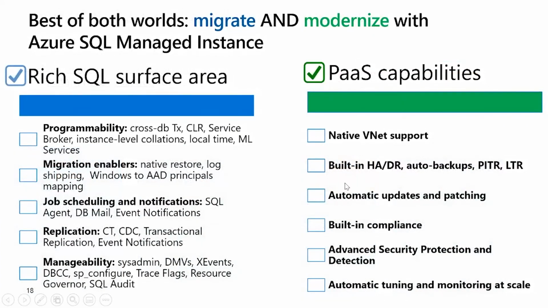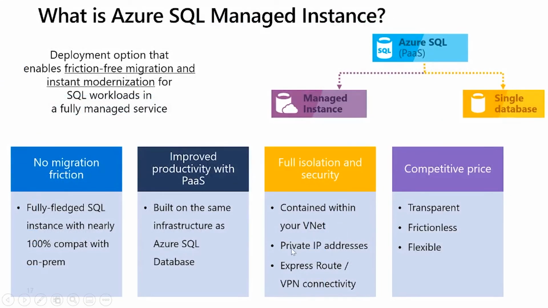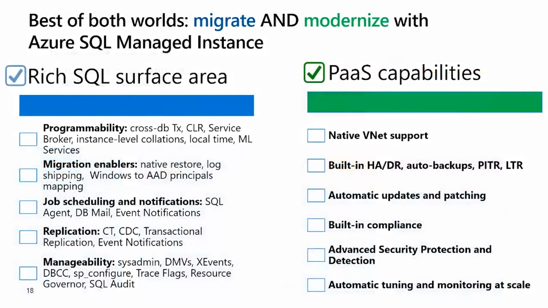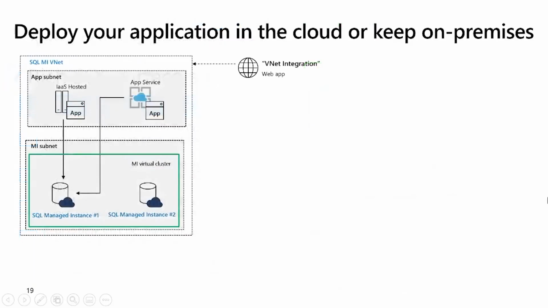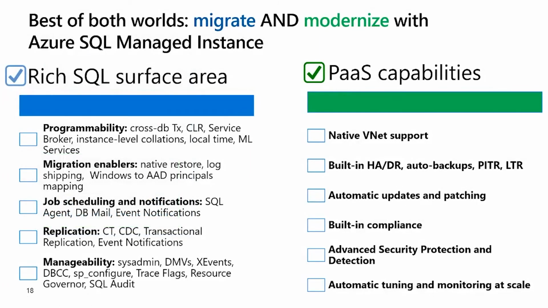Certainly security and isolation are important. Privacy, as well as secure ExpressRoute and VPN connectivity, is available. And then we have different tiers which have competitive pricing for a flexible environment. So it is the best of both worlds, where you have all your rich SQL capabilities you're used to. So when you migrate and modernize, you get the advantages of what is in PaaS in terms of high availability, built-in compliance, security, automatic tuning, and updates and patches.